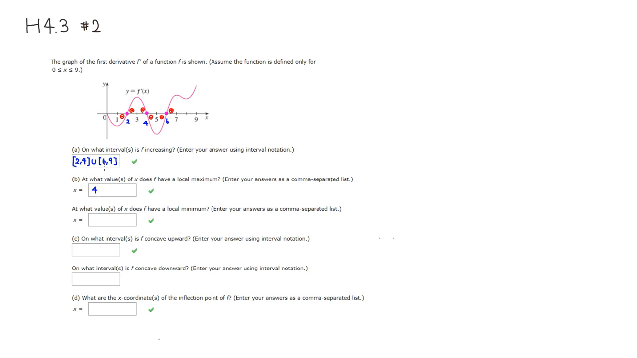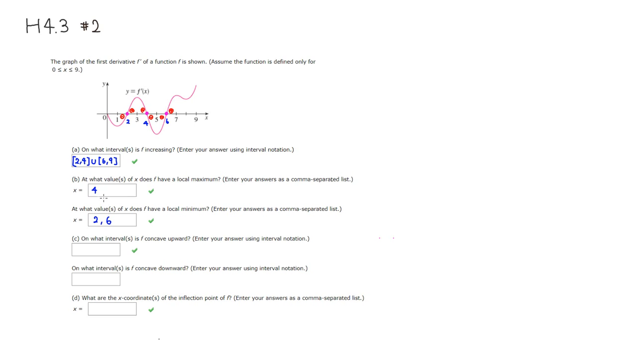And actually, the second part is: at what values of x does f have a local minimum? You can see that it's going to be 2 and 6, using the first derivative test.